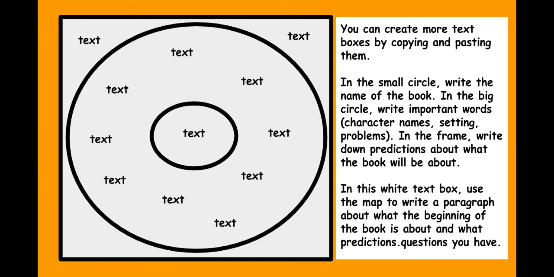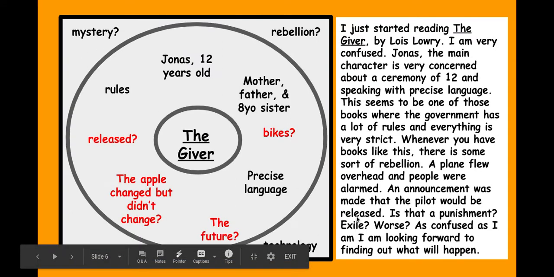After you've read the first 30 or so pages, you can complete a circle map with what you know so far and what you predict or what you question, and then a paragraph. I made a copy using The Giver.